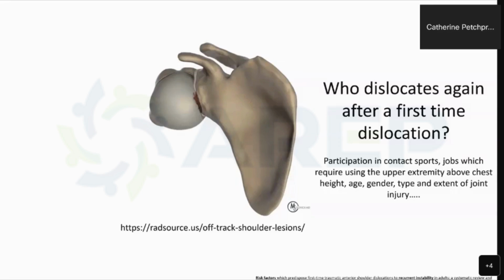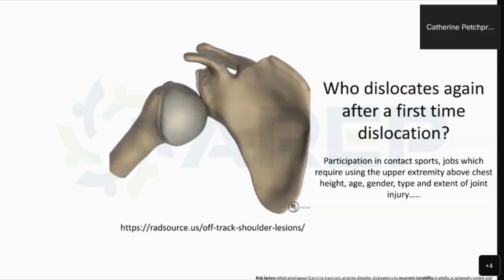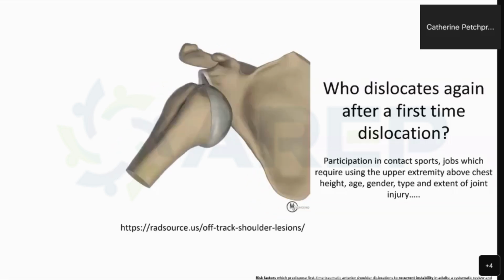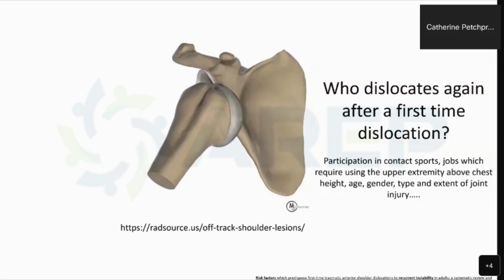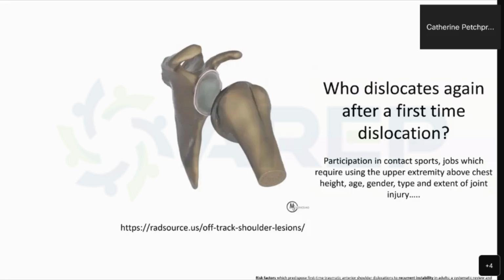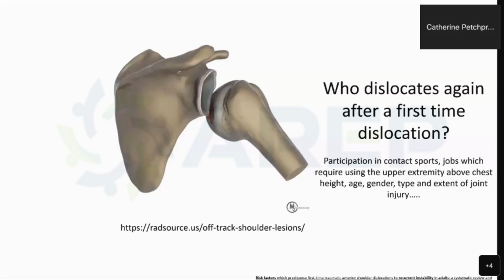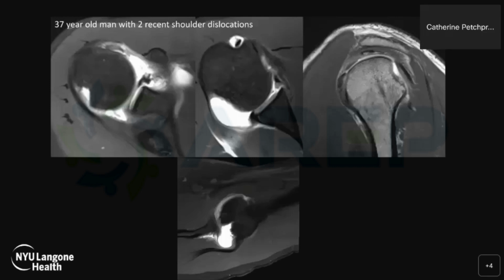Who now dislocates after their initial injury? Studies tell us that the risk for recurrent instability following first-time dislocation depends on whether or not you participate in contact sports, if you have a job that requires using the upper extremity above chest height, your age, your gender, and the type and extent of bony injury. But is there an objective way to assess recurrence risk based on the type and extent of joint injury? This exam gives us a clue.